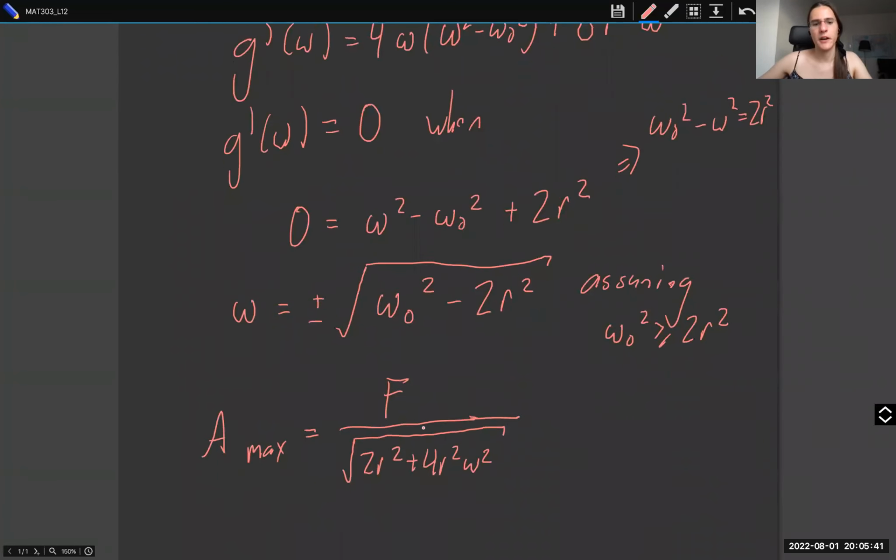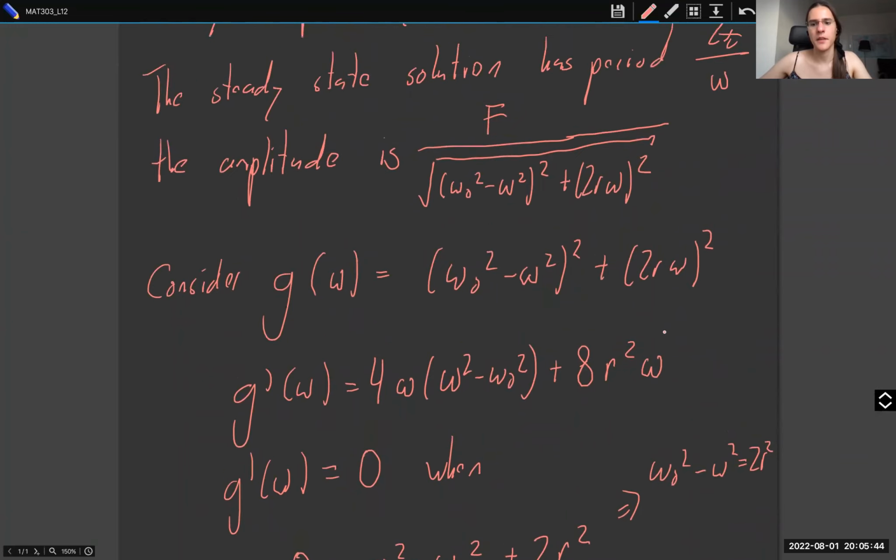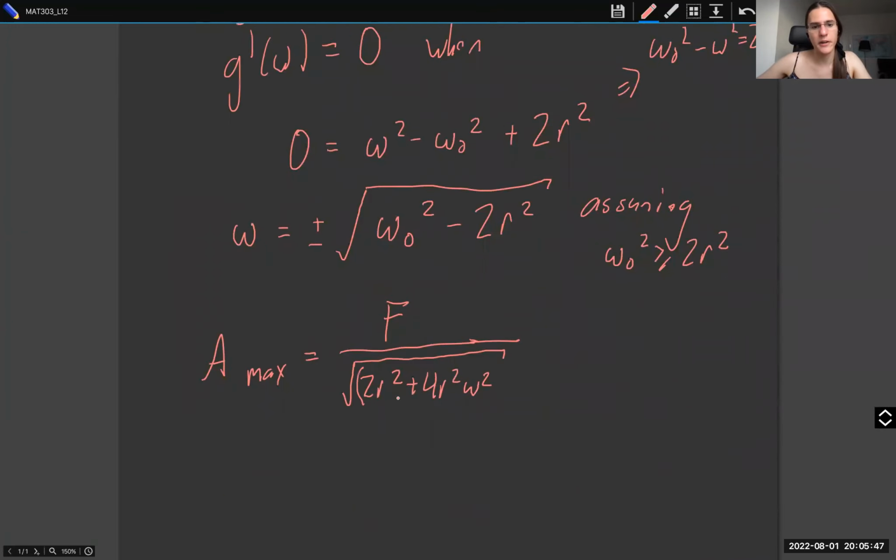Oh, because this is squared. So it's actually 2r squared squared. There we go. Yeah, so 4r to the 4th. And what we get then is that this is F. We can factor out the 2R from all of this. And omega here is equal to omega naught.